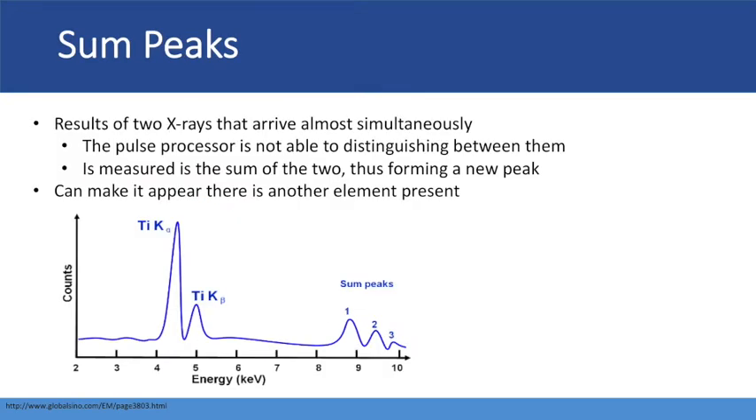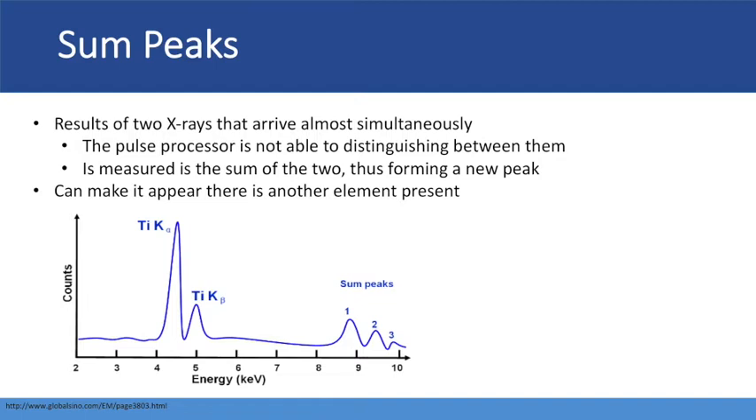Unfortunately, absorbance and fluorescence are not the only issues that occur with EDS. One big source of error is sum peaks. Sum peaks are the result of two X-rays hitting the detector at exactly the same time. Because they hit at the same time, the pulse processor does not register them as individual events, but instead sums the two signals together to form a new peak.